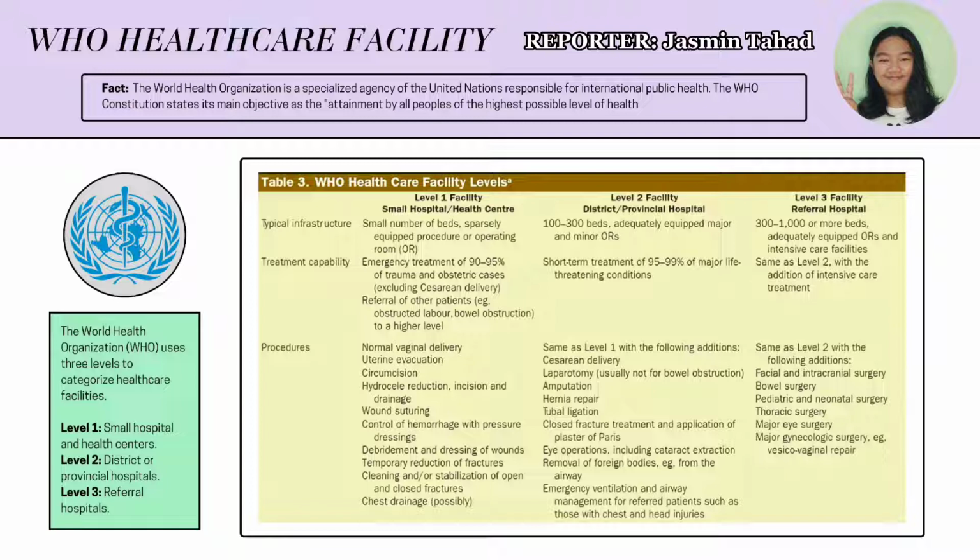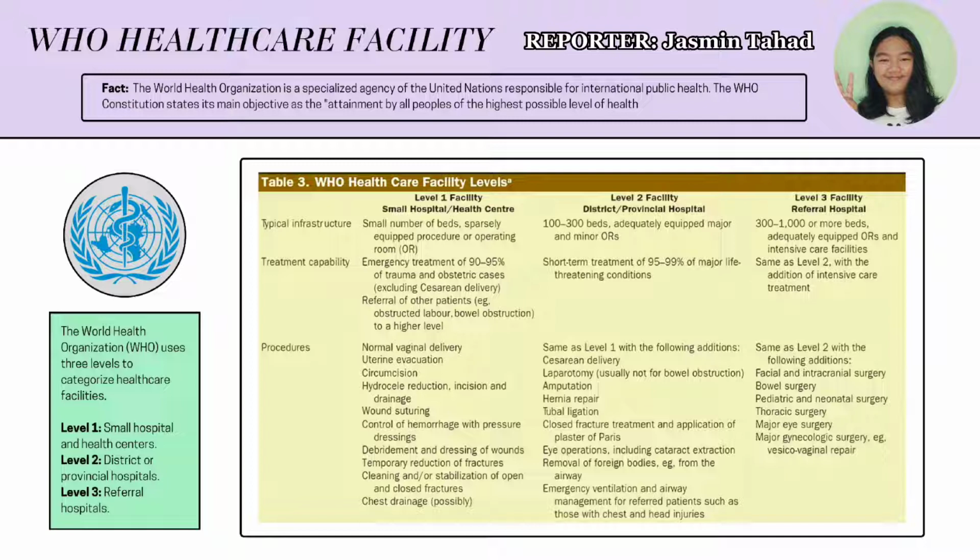Now, let's go on to the procedures on each level of facility. On level 1, the procedures we can do are normal vaginal delivery, uterine evacuation, circumcision, hydrocele reduction, incision and drainage, wound suturing, control of hemorrhage with pressure dressing, debridement and dressing of wounds, temporary reduction of fractures, cleaning and/or stabilization of open and closed fractures, and chest drainage.